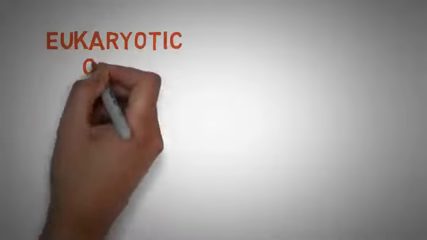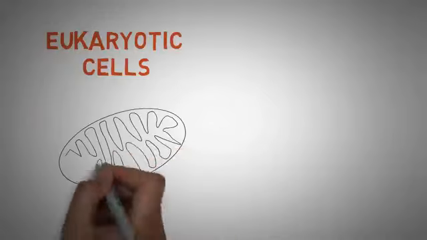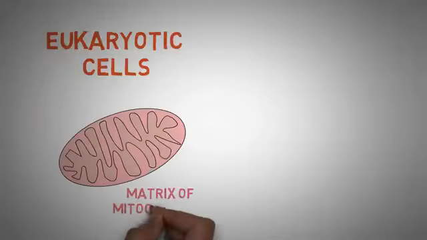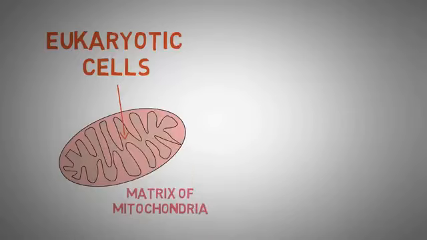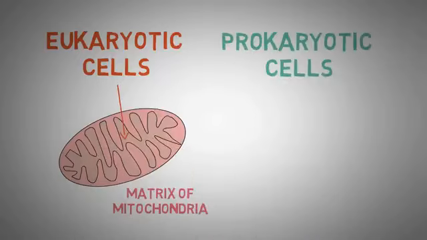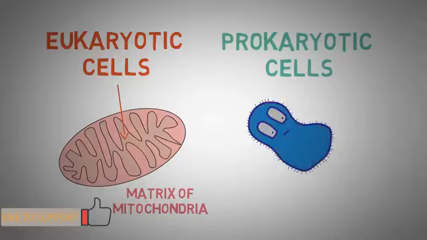So in eukaryotic cells, the citric acid cycle occurs in the matrix of the mitochondria. In prokaryotic cells such as bacteria, which lack mitochondria, the citric acid cycle is performed in the cytosol.